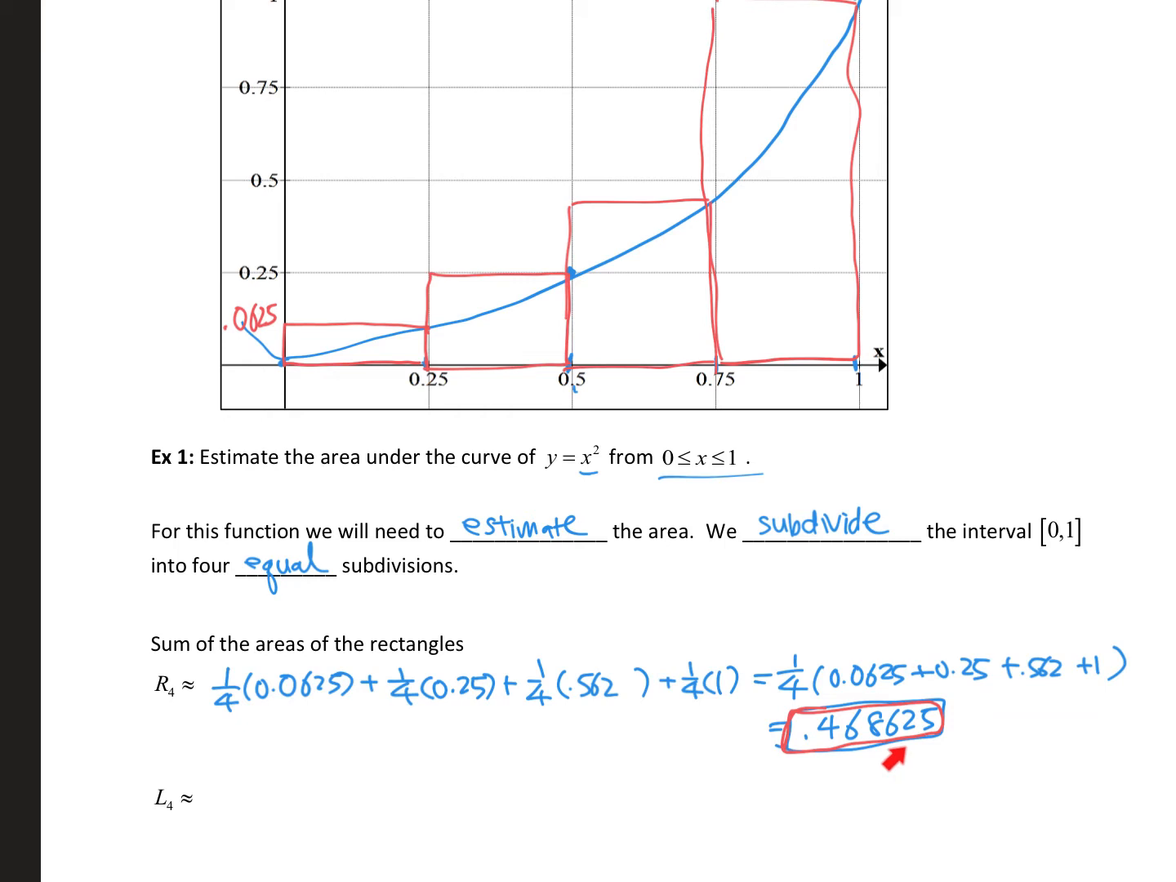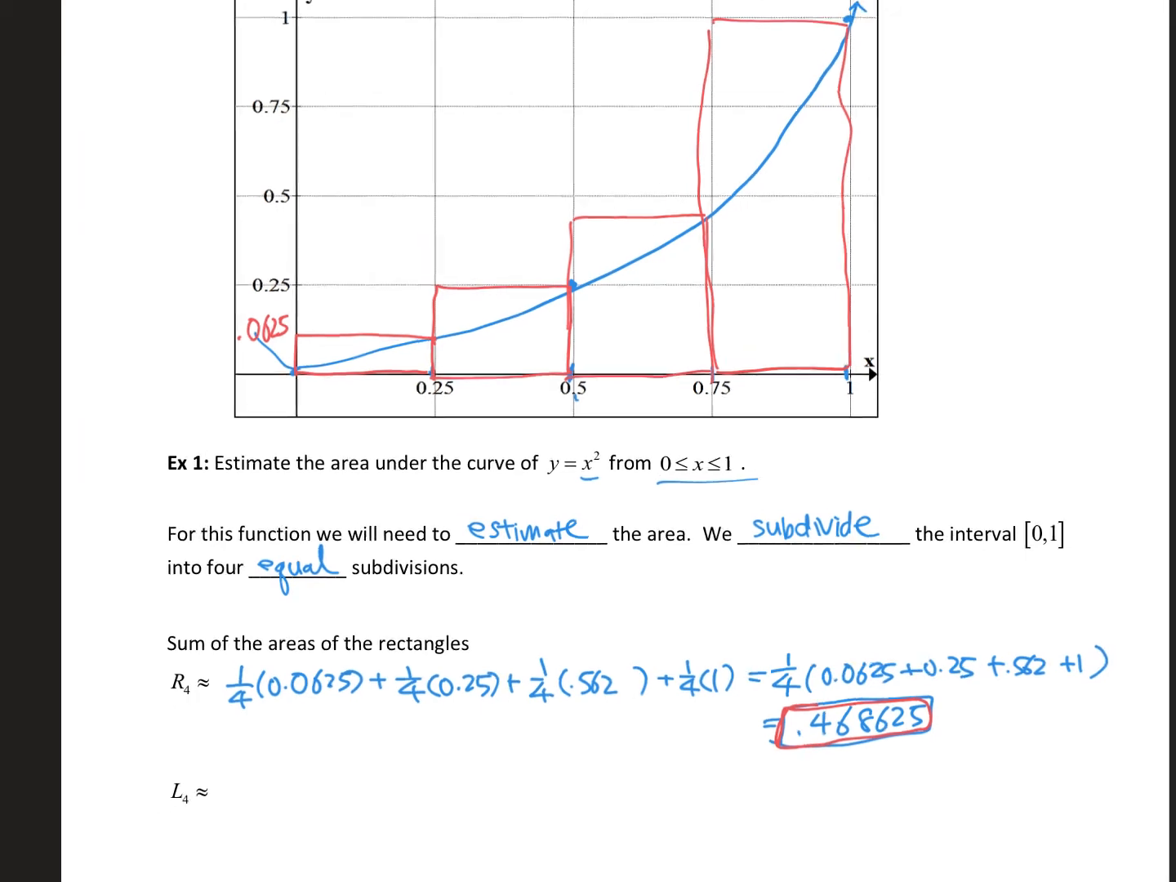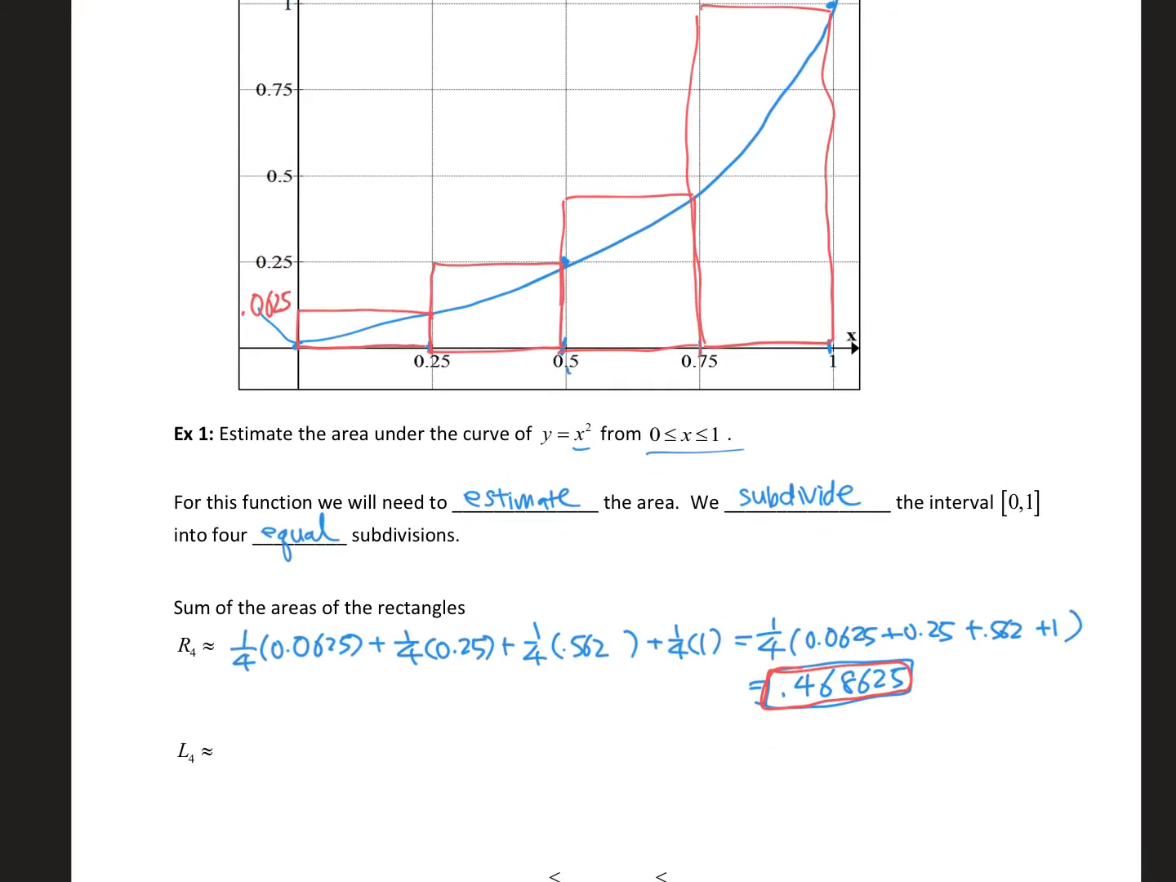So this is an overestimate of the area that I was looking for, the blue one. Clearly, the red rectangles are more than the area I was looking for originally. All right, let's look at the next one. Do we always have to use the right endpoint? The answer is no. We can use the left endpoint here, L4.